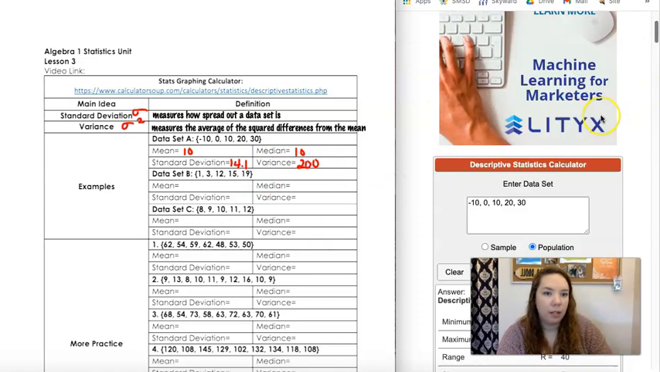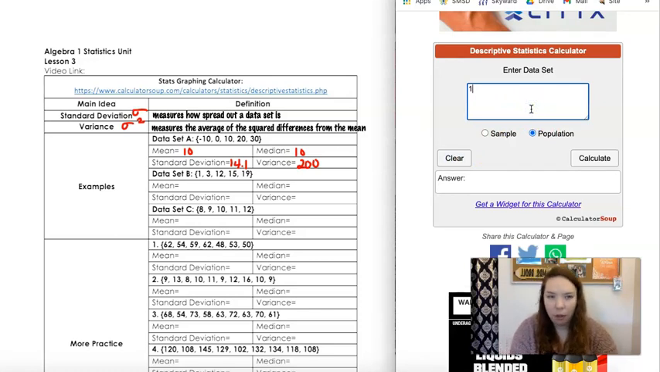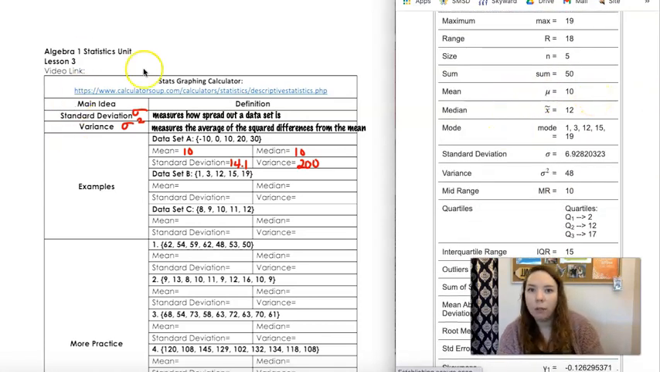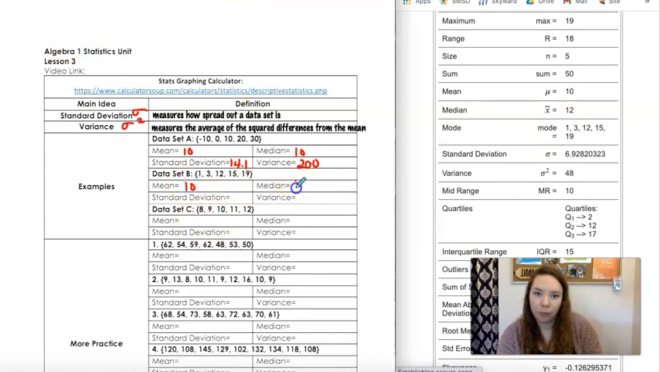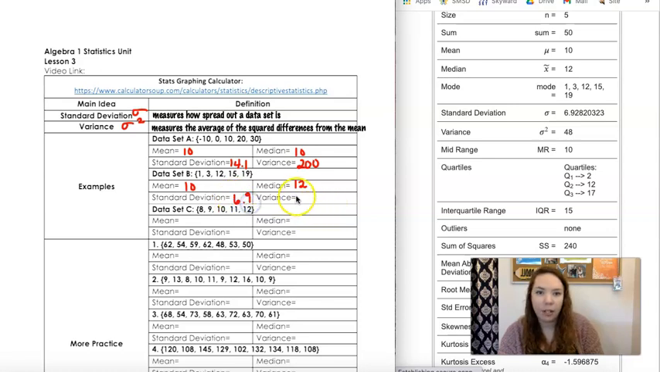Okay, and then I'm going to repeat that with data set B. We want population, make sure it's always on population. This time I have 1, 3, 12, 15, and 19. All right, so I have a mean of 10 and a median of 12. My standard deviation is 6.9. My variance is 48. So again, to find this variance, what your calculator is doing is figuring out how far each point is from 10, squaring that, averaging that, and that's where our 48 comes from. And then standard deviation is the square root of that. And standard deviation, again, in my mind, tells us more about our data set. So roughly each point, if we average them together, is about 6.9 from our mean.